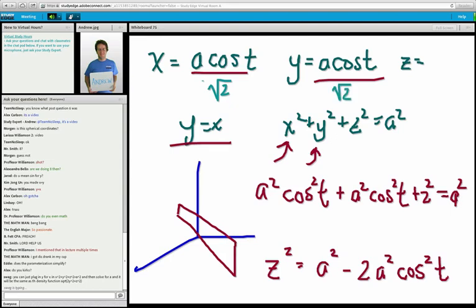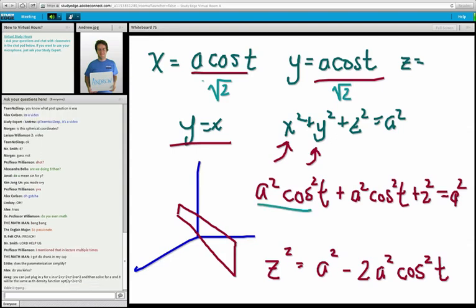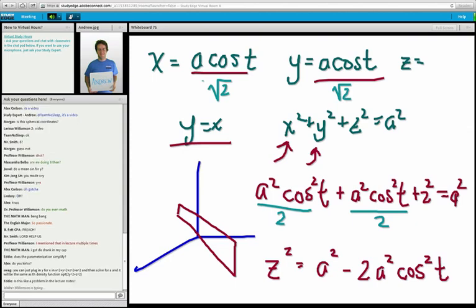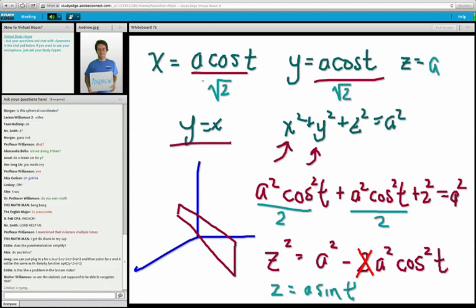So what happens when I square both of those by plugging them into the equation of my sphere? I get a squared cosine squared t over 2, plus a squared cosine squared t over 2. Together, those make a squared cosine squared t. So this 2 drops out, and I'll just have a squared minus a squared cosine squared t, which means all this work gives me z equals a sine t, which is really nice. It's really nice to have just a perfect a sine t. Cool?